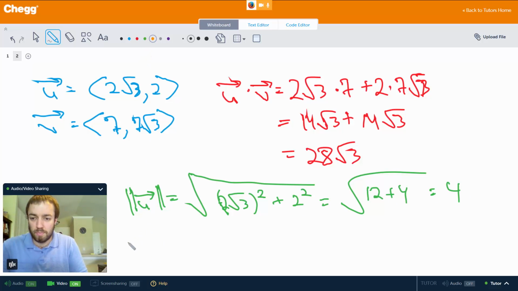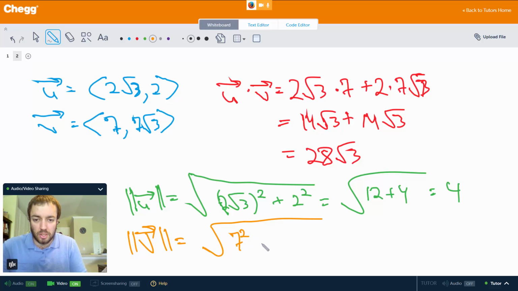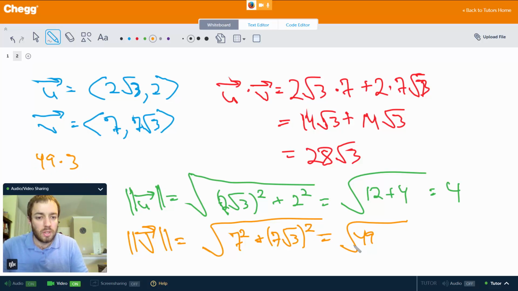And how about v? The magnitude of v is the square root of 7 squared plus 7 root 3 squared. And 7 squared is 49. And what about 7 root 3? So 7 root 3 squared is going to be 49 times 3, which is 147. Okay, so we have that. Now 147 plus 49 is going to be 196, and the square root of 196 is 14. Okay, so the magnitude of v is 14.